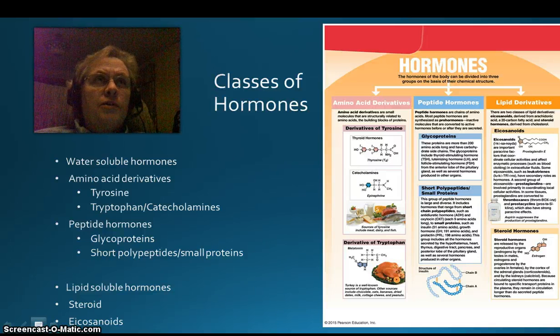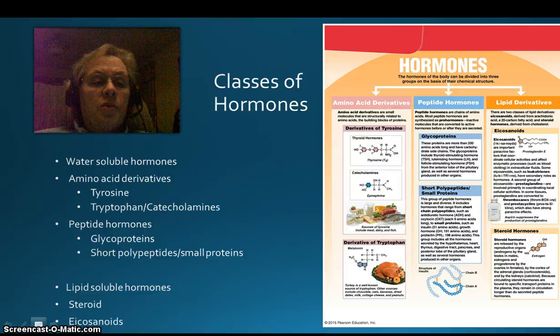Catecholamines include epinephrine, norepinephrine, and dopamine. Those might be vaguely familiar because you may have heard of them in the nervous system. They are neurotransmitters. They play a dual role as both a neurotransmitter and a hormone. We're not going to talk a lot about them right now. Instead, I want to also identify that tryptophan is used in melatonin. And if you recall, melatonin is the hormone that is going to control your sleep cycles.